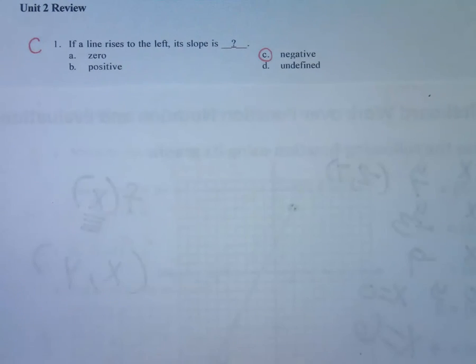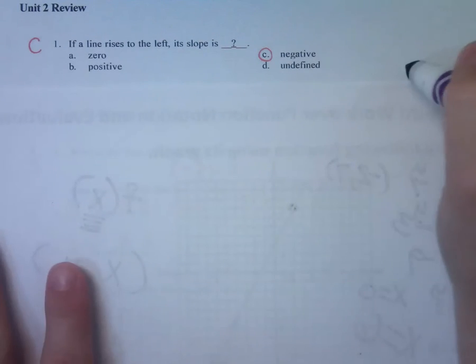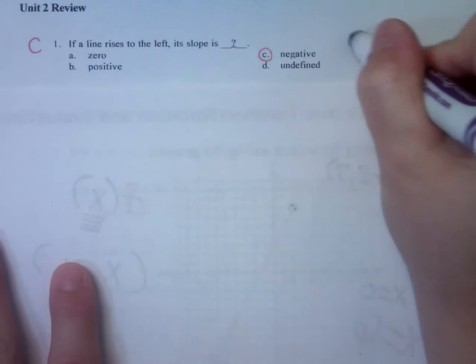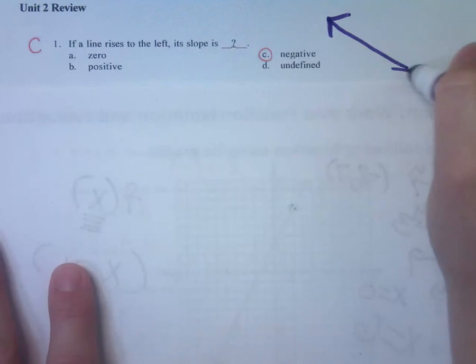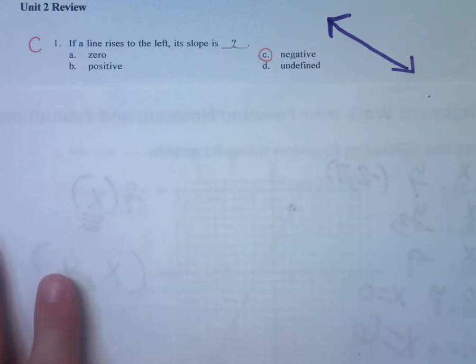Okay, let's go over this Unit 2 review. Number 1, if a line rises to the left, its slope is negative. So that means if the line rises to the left, it looks something like that. That is negative slope.